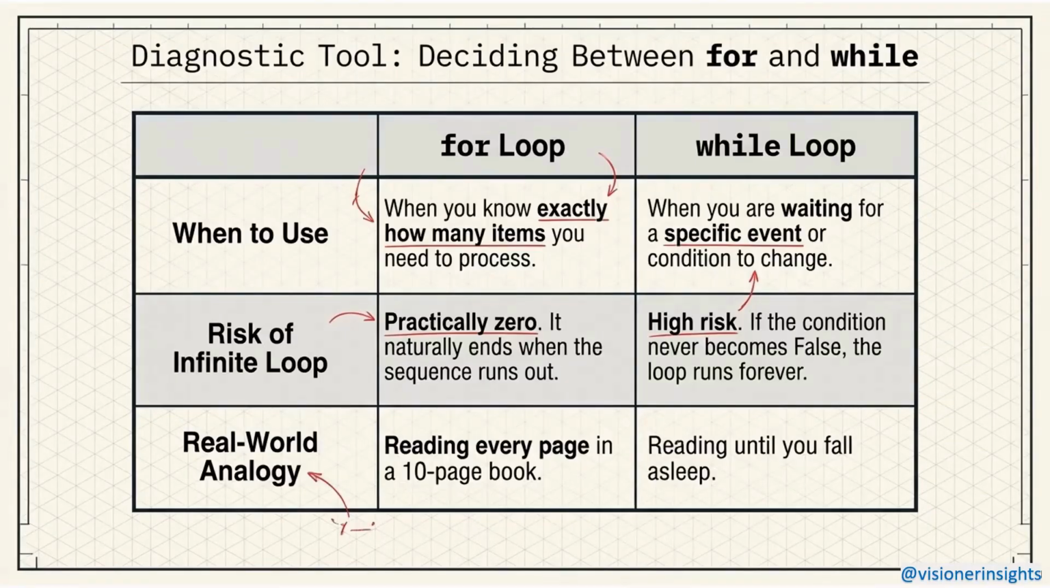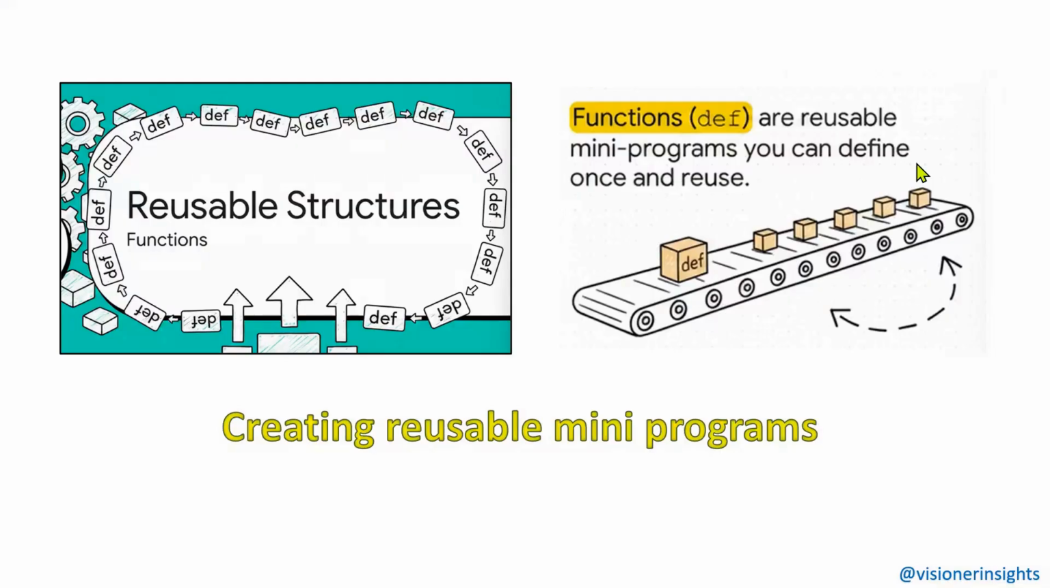But you have to be careful. With a while loop, there's a real risk it could run forever if that condition never becomes false. A for loop, on the other hand, will always finish.